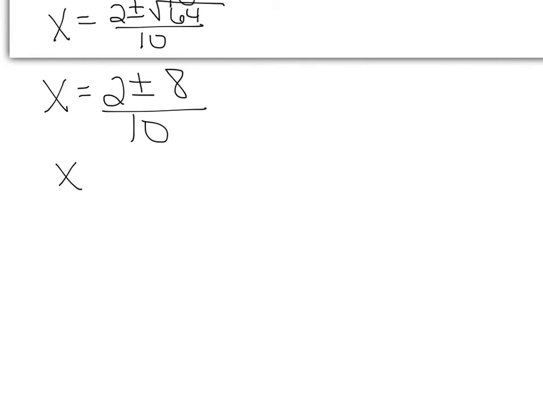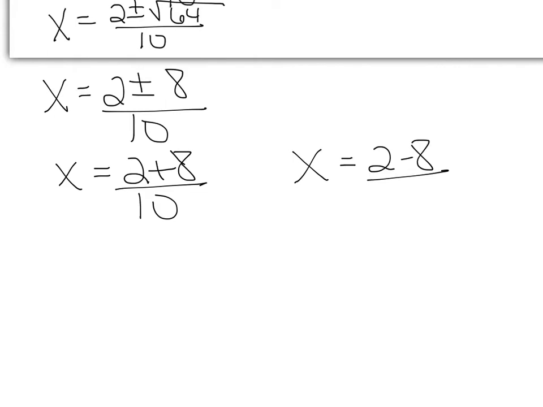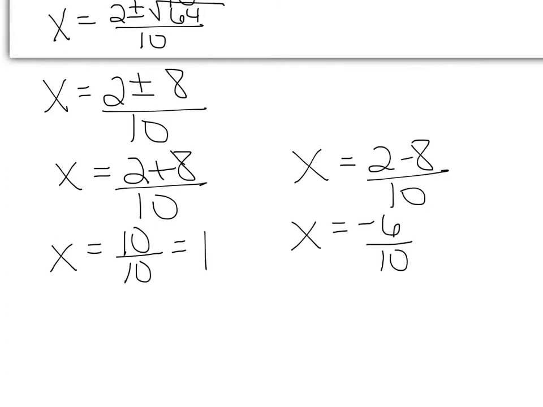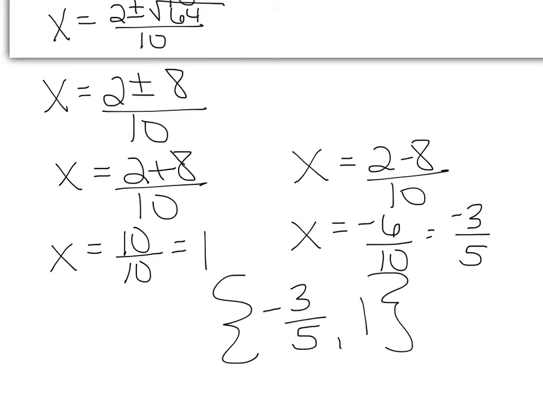So now at this point I can break it up into two problems. 2 plus 8 over 10, and then 2 minus 8 over 10. 2 plus 8 is 10, so this is 10 over 10, which is 1. And then over here, 2 minus 8 is negative 6 over 10, which is the same as negative 3/5. So my answer is going to be negative 3/5 and 1.